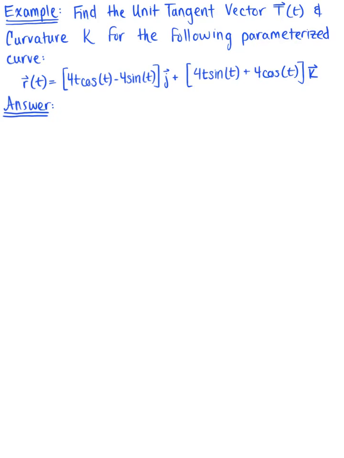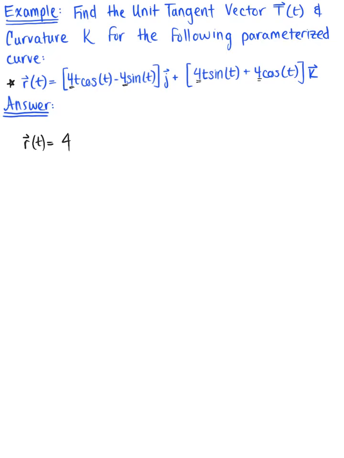Find the unit tangent vector and the curvature for the following parameterized curve. So looking at this given vector-valued function that parameterizes the curve, I'm noticing that we have a greatest common factor of 4, a scalar multiple of 4. So let's just simply rewrite this parametric representation of C by pulling that scalar multiple out in front.